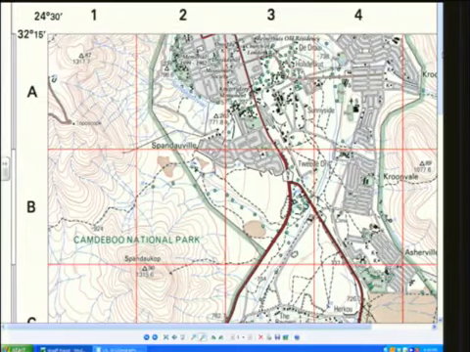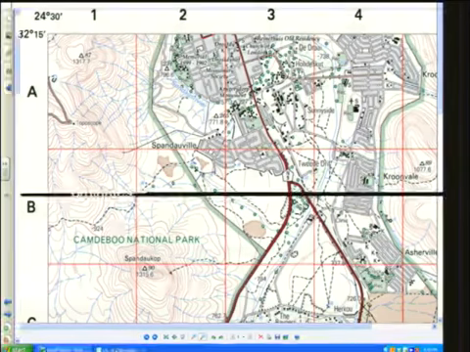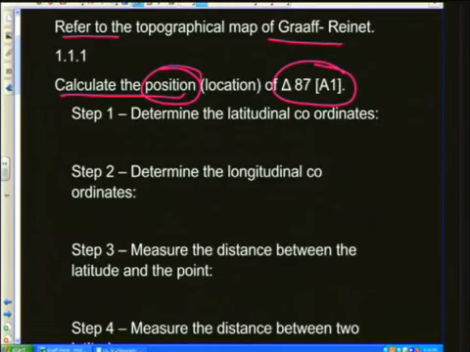And there's block A1. Note the position of Trig Beacon 87 in block A1. This is the full map. We've managed to extract this map. But what I want you to note is we're using the same degrees and minutes. So let's go back to the question and look at the map.